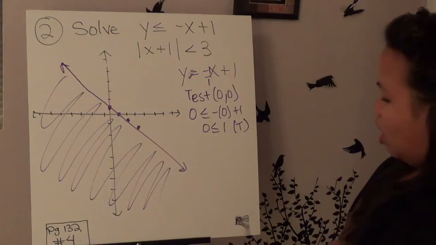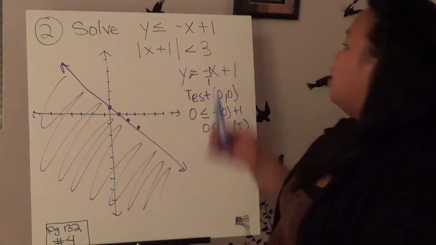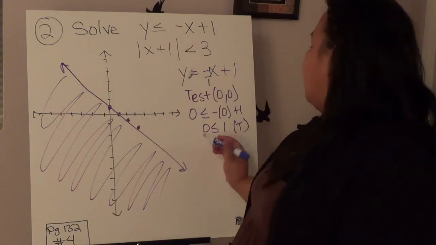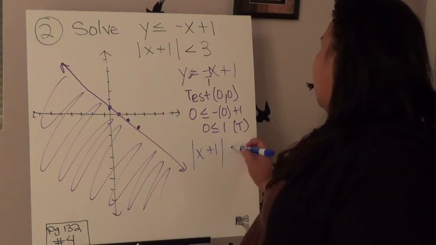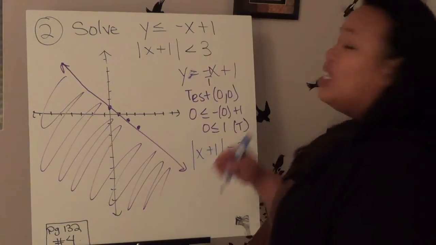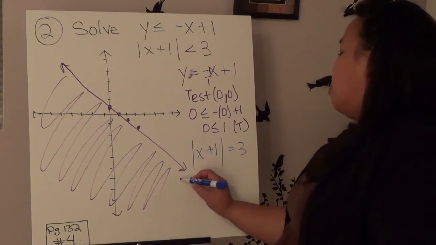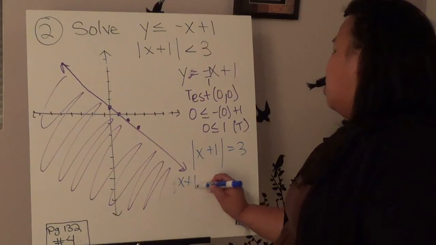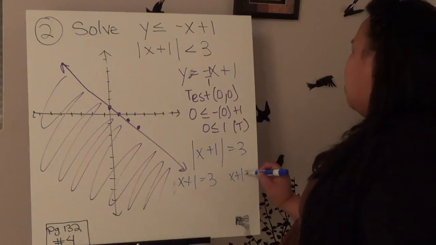Okay? The next one is a bit trickier. Now this line is going to be dashed, okay? But with this one, I'm going to go ahead and change it to x plus 1 equals 3, and I'm going to solve for x, okay? So that means, remember, I have my two equations: x plus 1 equals 3, and x plus 1 equals negative 3.